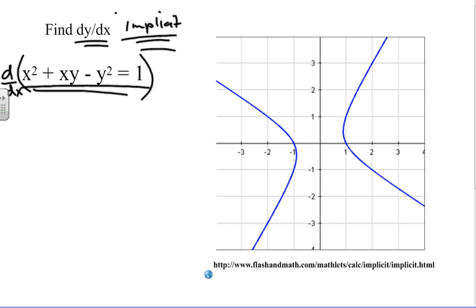Now, here we go. First off, we're going to take the derivative of x squared, which is 2x. With respect to x, it's just going to be 2x. Next thing we're going to do plus, I'm going to change the color here, x times y. Now, x times y is a product of two functions, x times y. So what we have to use is actually the product rule.